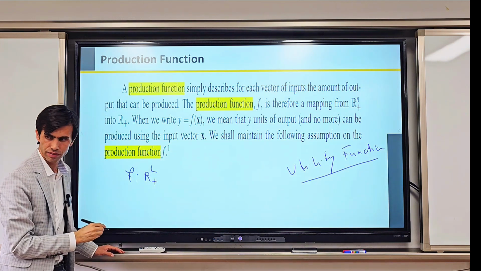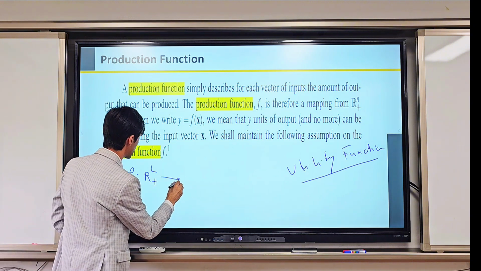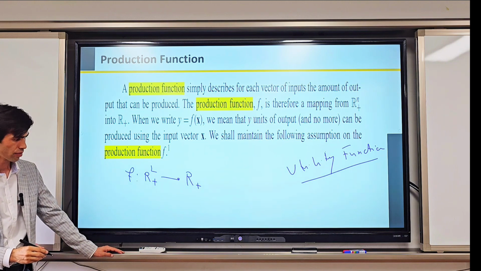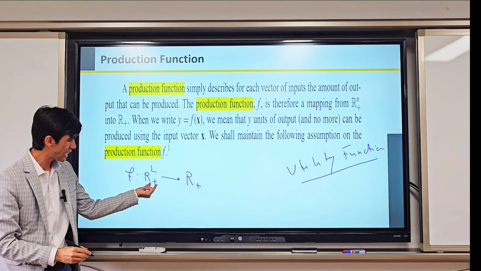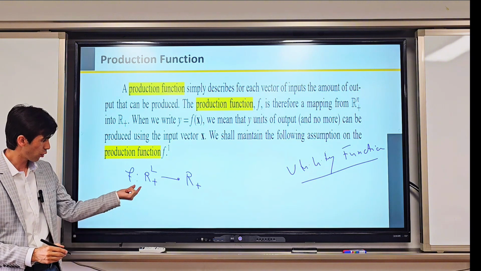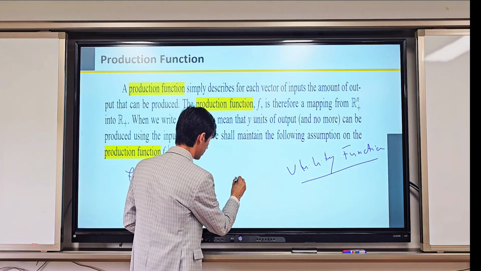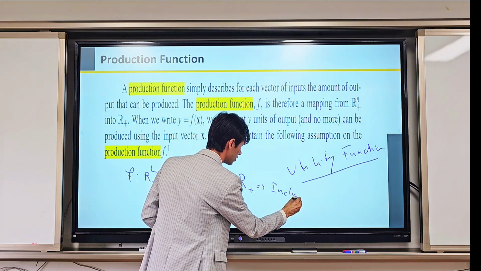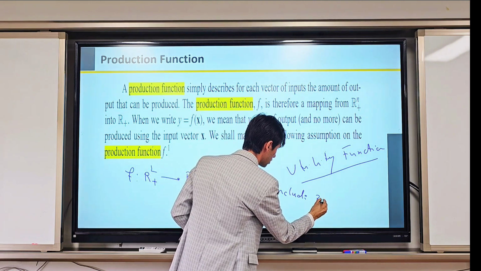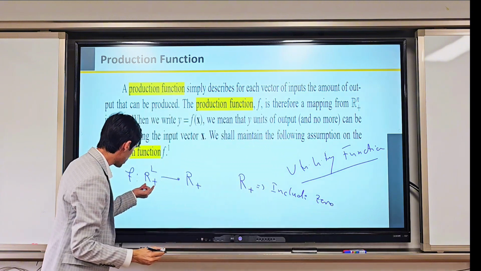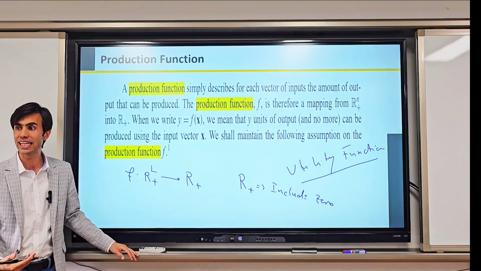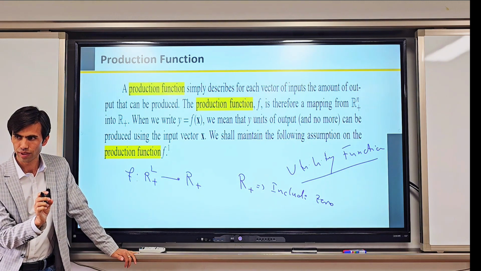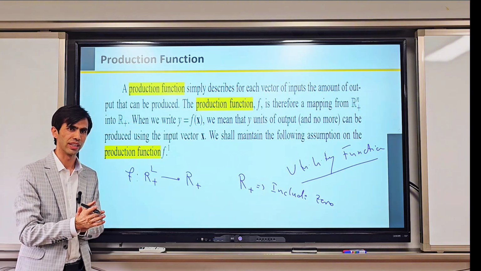R_+^L to the real numbers, to R plus. Why is it not strictly positive? Because when we write R plus, this R plus includes 0 as well. This kind of real number shows non-negative real numbers. That means we still have 0 here. Why do we have 0? What do you think?